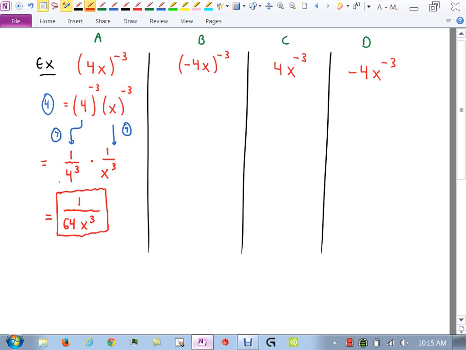Okay, what about this problem here? Problem B. Same thing, right? What's the only difference we're going to have? When we use that property 4, we're going to have two things, right? Each of those is going to be raised to the negative 3 power. What goes in the first parentheses? Negative 4 instead of positive 4. And then the other parentheses is x. So the key was to see the negative is going to come with the 4, right? The negative is going to come with the 4 because it's in the parentheses with it, isn't it?